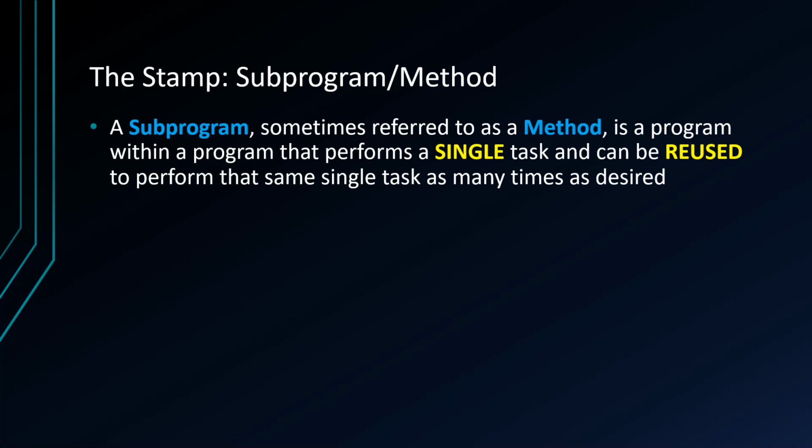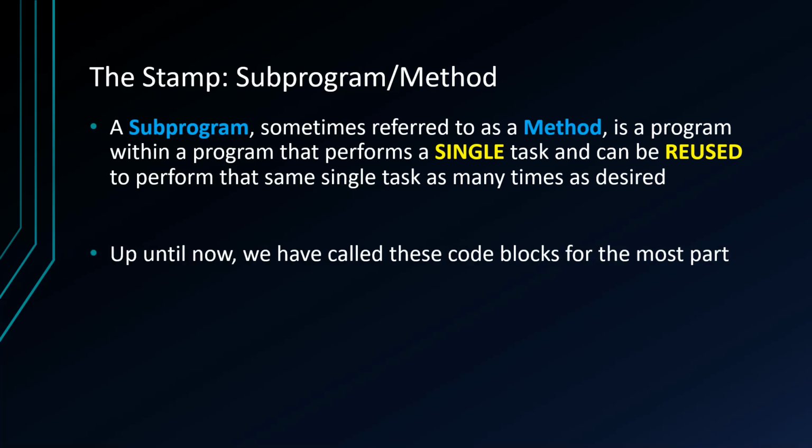Great. So up until now, we've called these things code blocks. And I briefly touched on the term method in the previous lesson. I'm going to go back and forth between these terms because I need you to realize that they both basically mean the same thing in our program. So I want you to be comfortable with both terms. Don't get confused by them. They're the same thing. Subprogram, method, same thing.